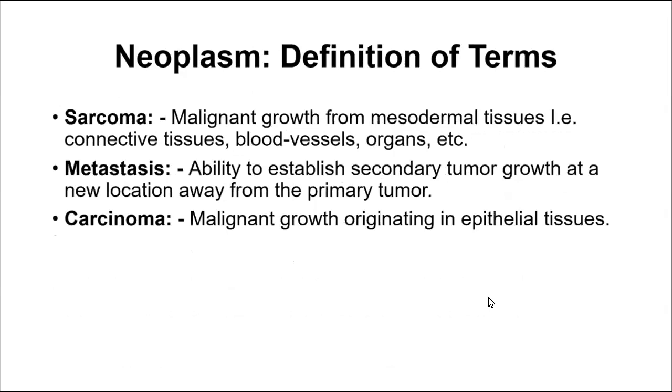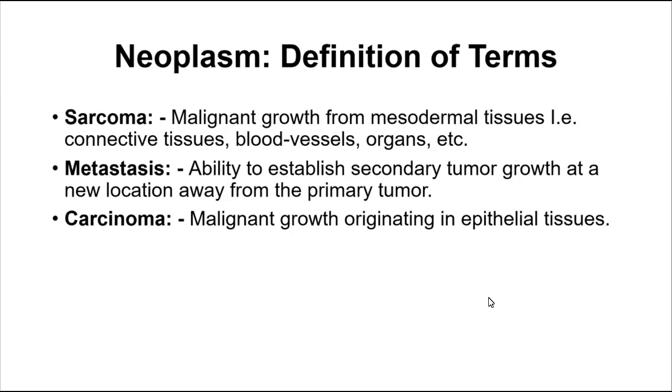And then sarcoma, it is the malignant growth from mesodermal tissue, for example, connective tissue, blood vessels, and any organs. And metastasis is the ability to establish secondary tumor growth at a new location away from the primary growth. For example, may tumor ka or may malignant tumor ka from the lungs. Usually, after how many months, you will notice that upon PET scan, there will be another mass that will occur in the liver.